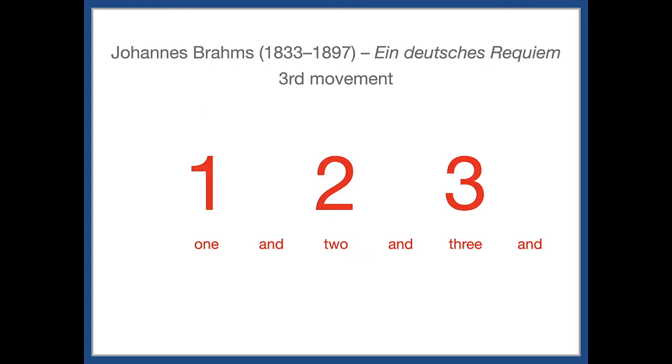Let's listen to a few more examples. To begin, here's an excerpt from the third movement of Brahms's German Requiem. This example's in a triple meter, so there's a recurring pattern of 3 beats. Also, each beat divides evenly in 2.